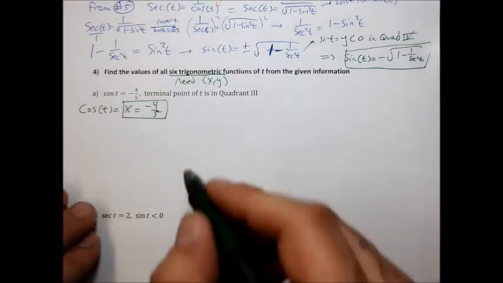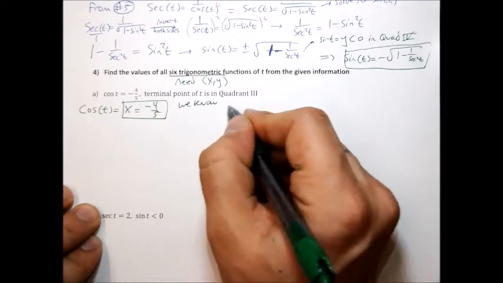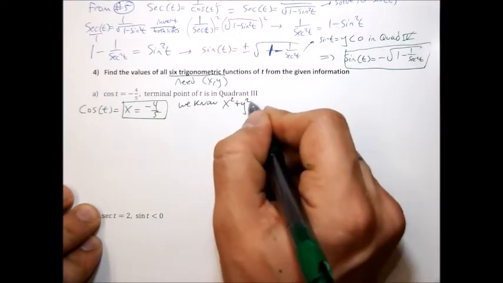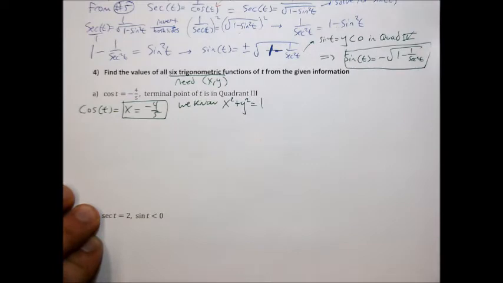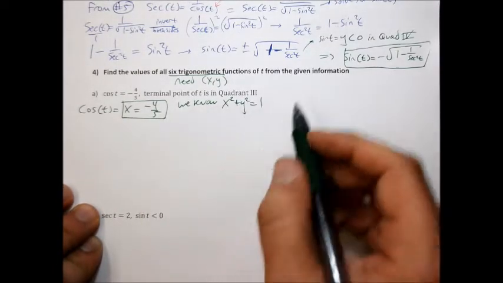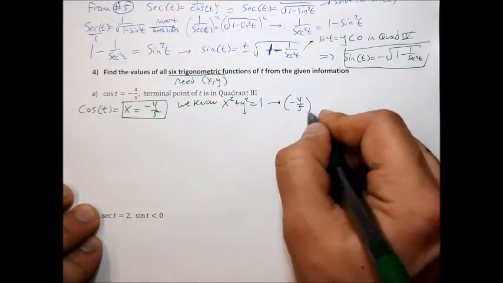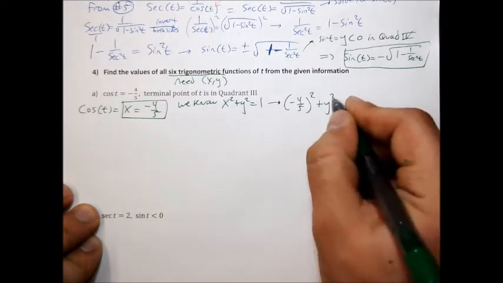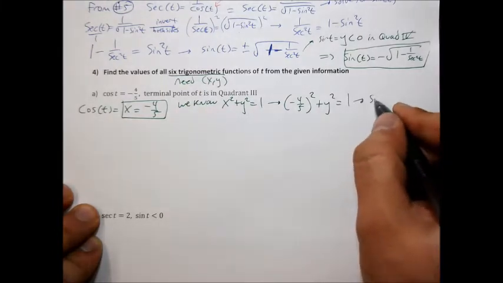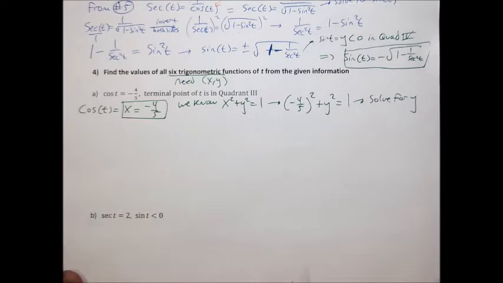So we know that x squared plus y squared is 1 because we're on the unit circle. And so I'm going to plug this x value in here and then solve for y. And so we have minus 4/5 squared plus y squared equals 1. And now we just solve for y. And I will go ahead and do that.